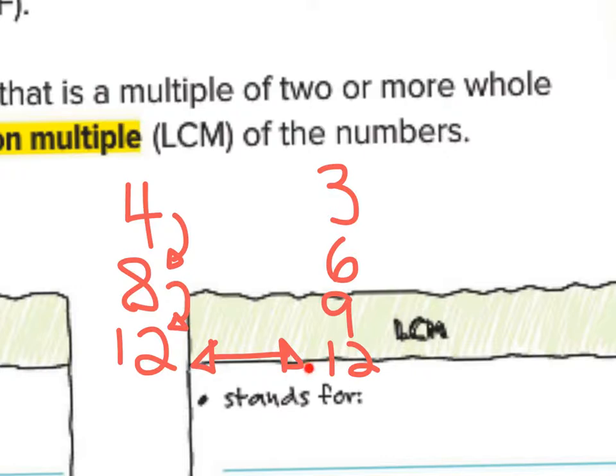And that is the lowest number that they both have in common when you count by their own number. When you count by 4s, you will get to 12. When you count by 3s, you will get to 12. This is the first number these two numbers have in common. So this is what we call the least common multiple, or LCM.